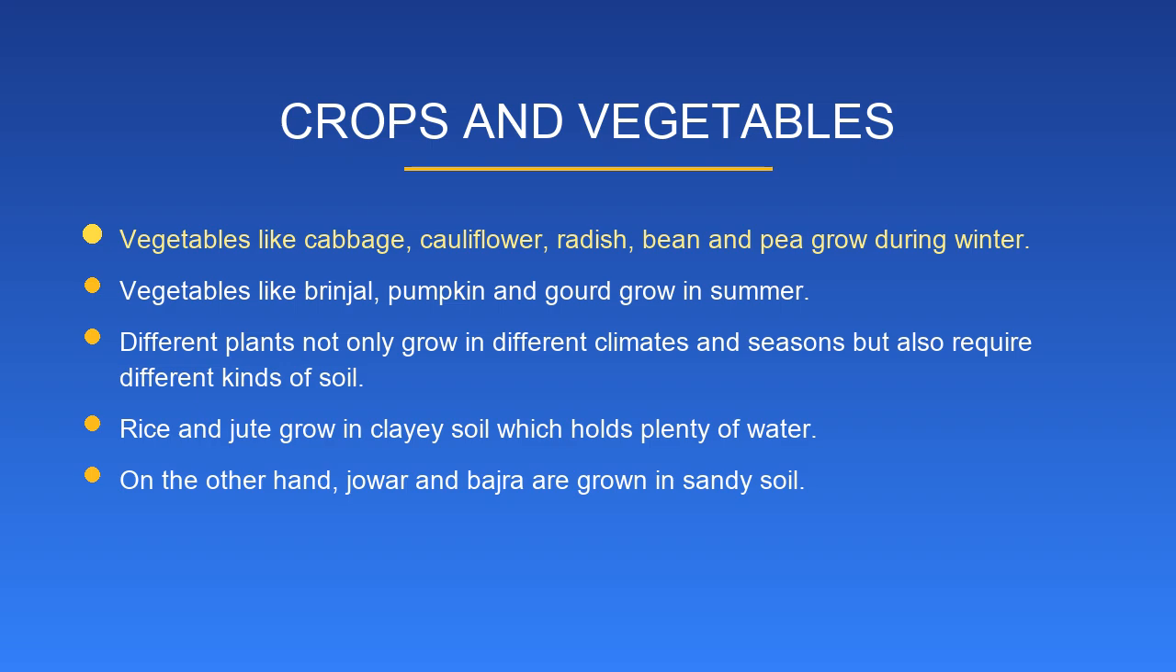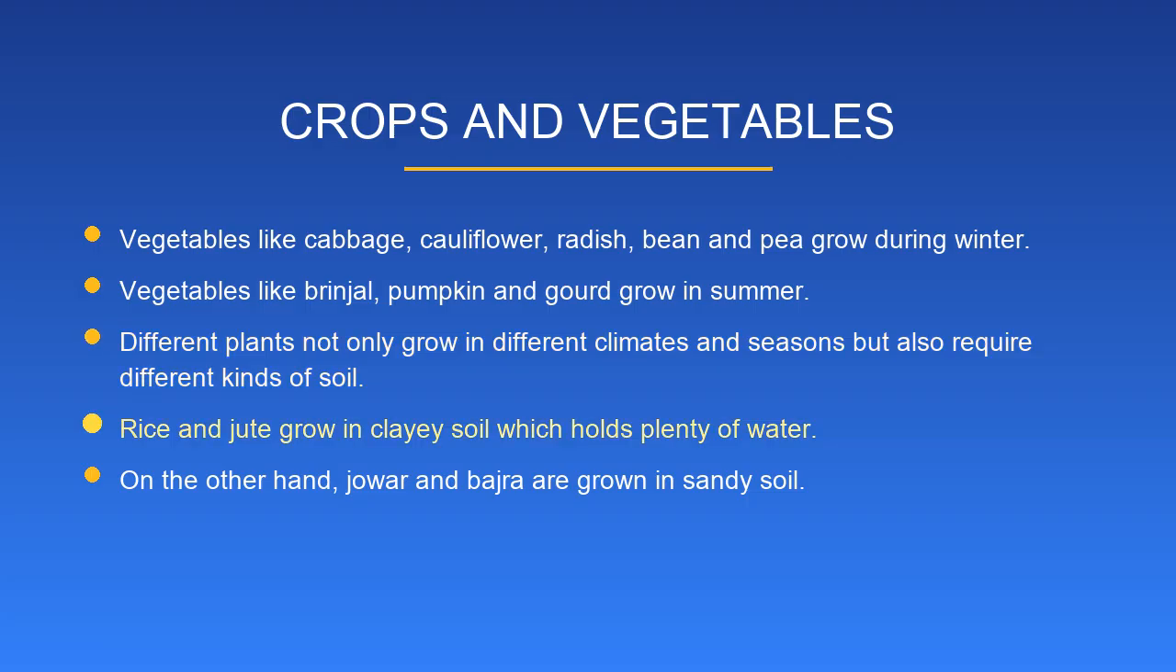Vegetables like cabbage, cauliflower, radish, bean and pea grow during winter. Vegetables like brinjal, pumpkin and gourd grow in summer. Different plants not only grow in different climates and seasons but also require different kinds of soil.